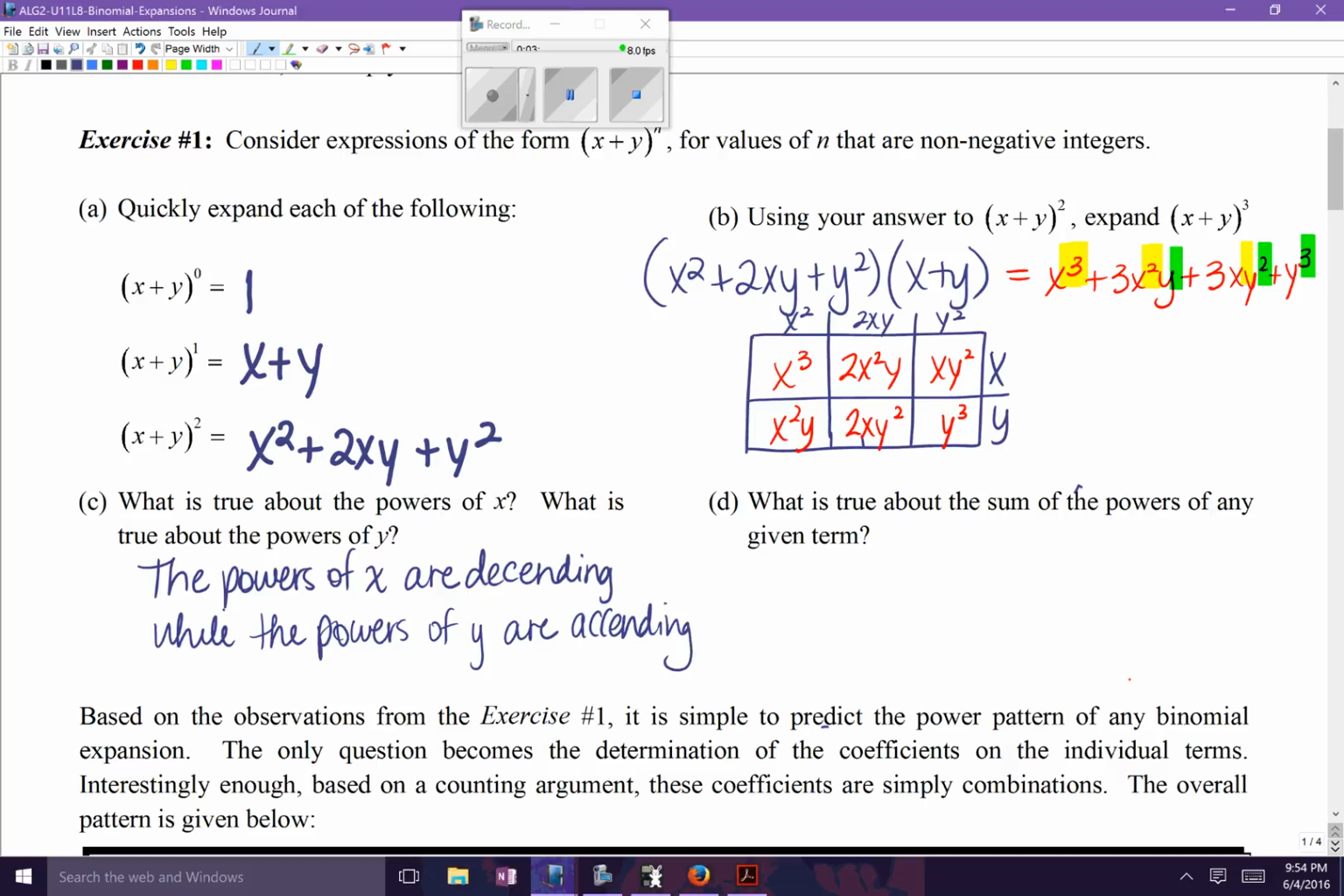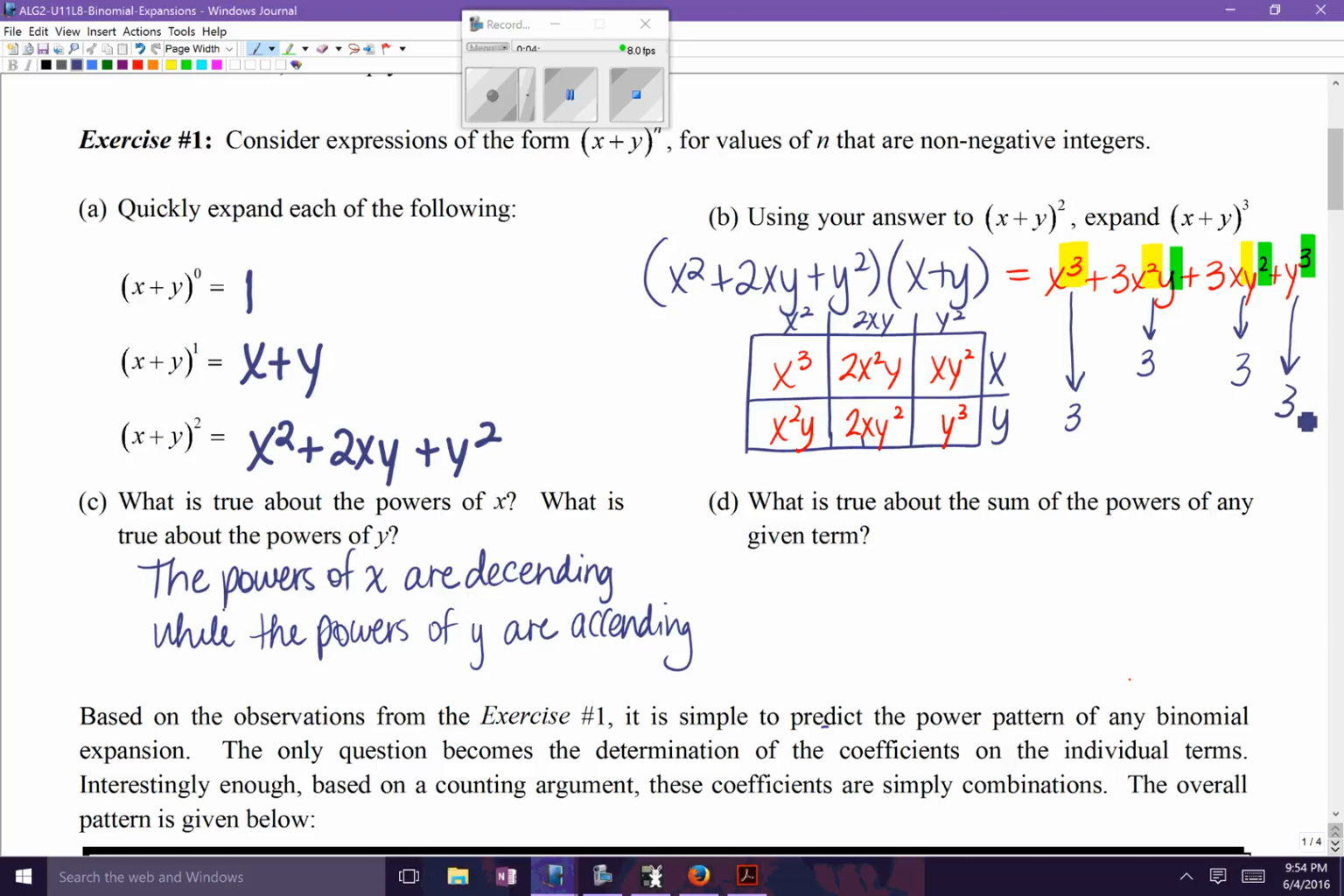What is true about the sum of the powers of any given term? All right, so let's look at this term right here, x to the third. The sum of the powers of this term, well, this term has a degree of 3. This term also has a degree of 3 because I take the power of x, which is 2, and add it to the power of y, which is 1. 2 plus 1 is 3. The degree of this term is, well, x is raised to the first, y is squared, 1 plus 2 is 3. The last term is nothing to add, so it's just a 3.